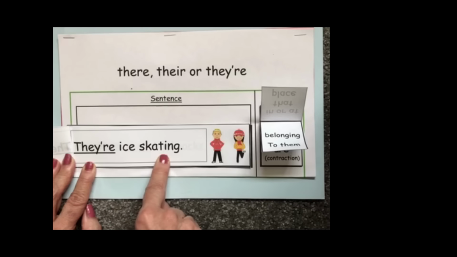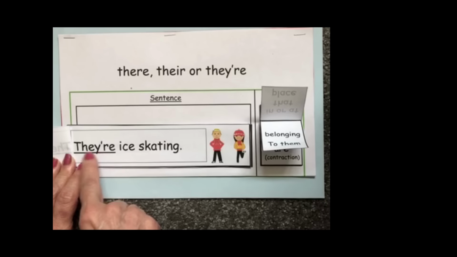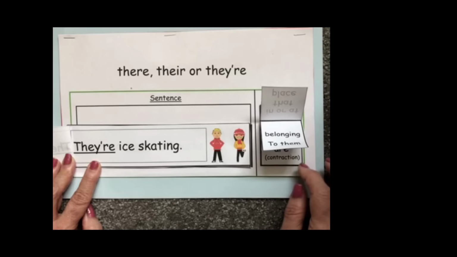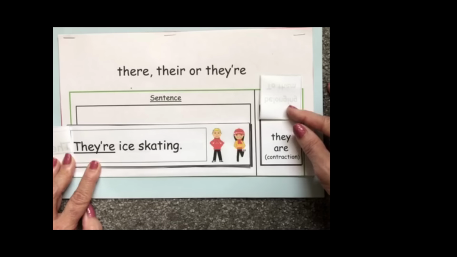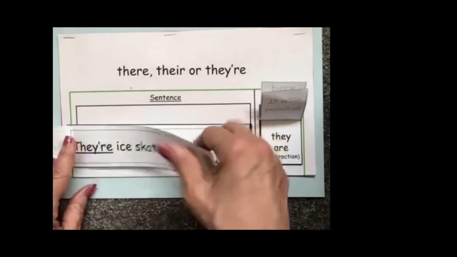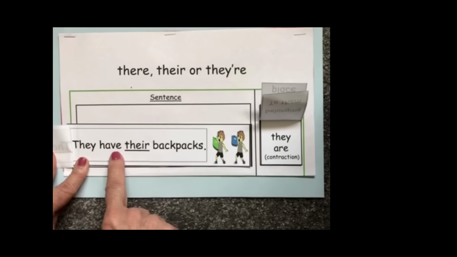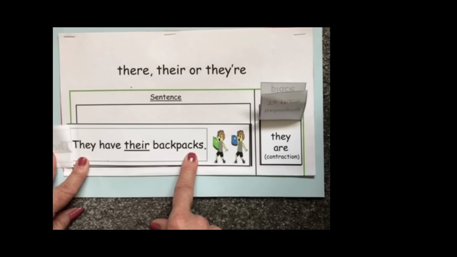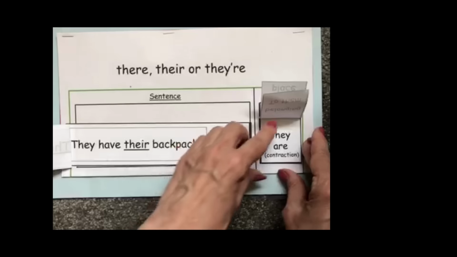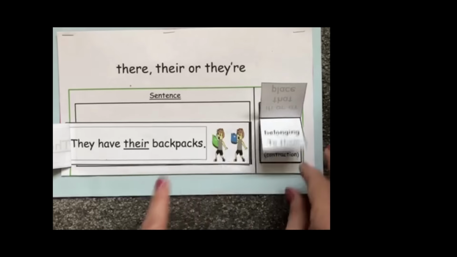They're ice skating. They're is a contraction, meaning they are. They are ice skating. Yes, that makes sense. So the meaning is they are, and it's a contraction. Let's go to our next sentence. They have their backpacks. Whose backpacks? Their backpacks. That means belonging to them.